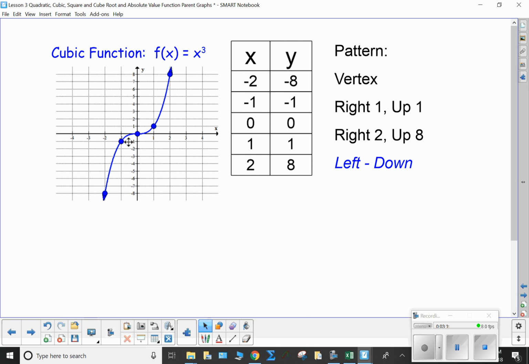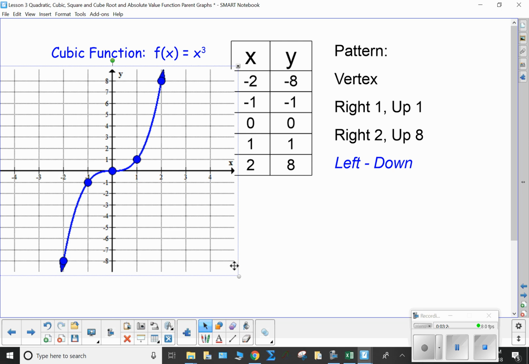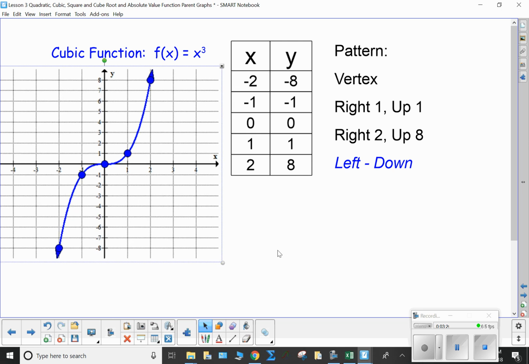Here we have a cubic. For this one, the turning point is again 0, 0. That's our quote-unquote vertex, really not a vertex, but a turning point. The pattern: 1 cubed is 1, 2 cubed is 8. So the pattern is right 1, up 1, right 2, up 8. Remember, you're always going back to the vertex before you move right.